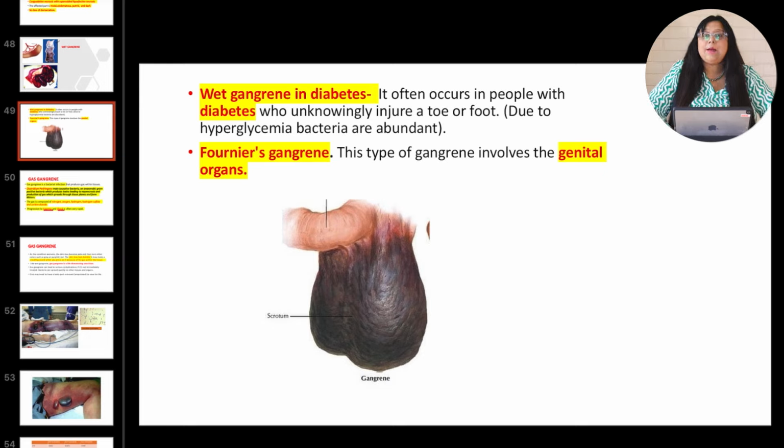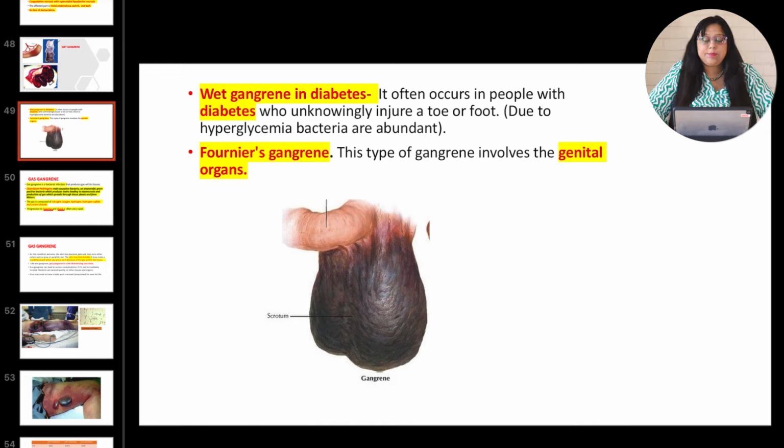And why does wet gangrene develop in diabetes? It is because, as you all know, in diabetes the patient has hyperglycemia. The glucose level is high. So, because there is a lot of glucose available, there will be proliferation of the bacteria. And whenever there is proliferation of the bacteria, it will lead to liquefaction. So, the type of gangrene in diabetes is wet gangrene.